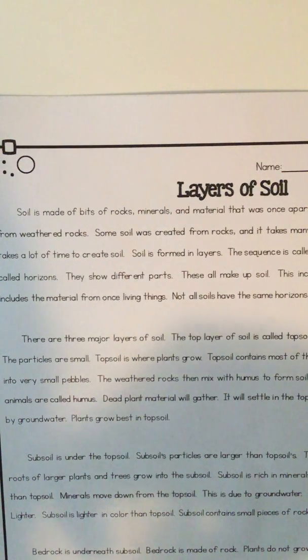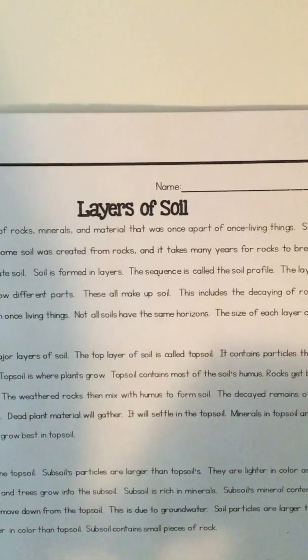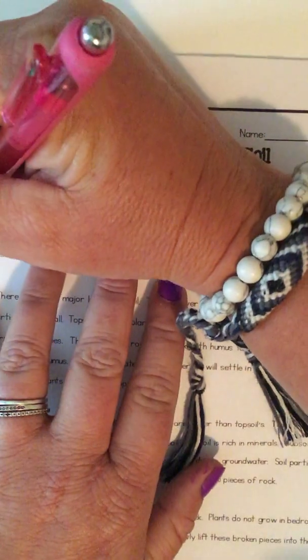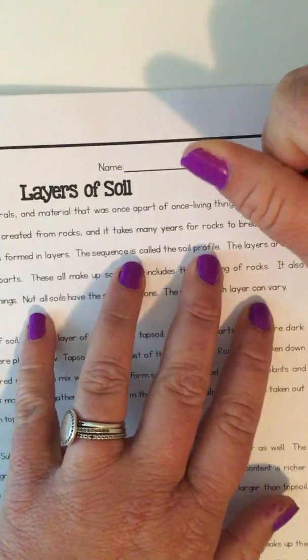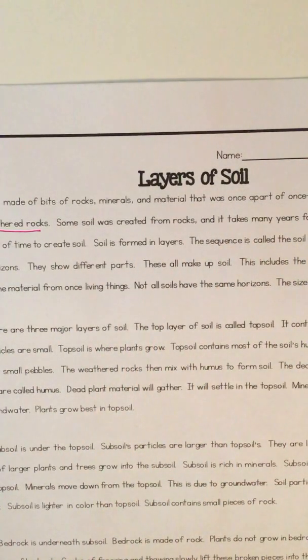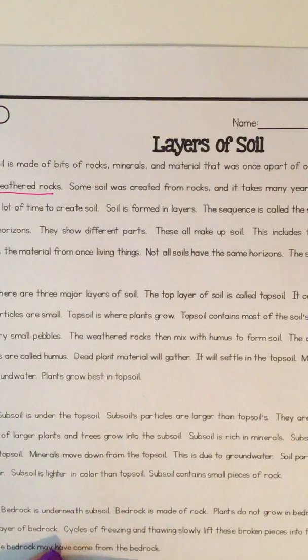Soil is made of bits of rocks, minerals, and materials that were once part of living things. Soil is formed from weathering of rocks. Some soil was created from rocks, and it takes many years for rocks to break down. It takes a lot of time to create soil.